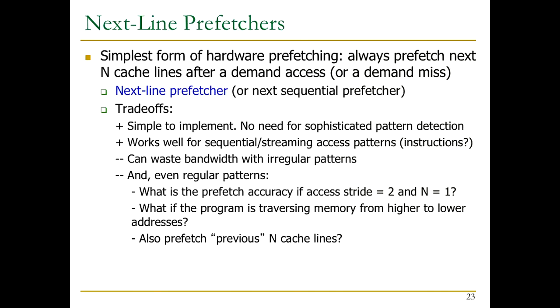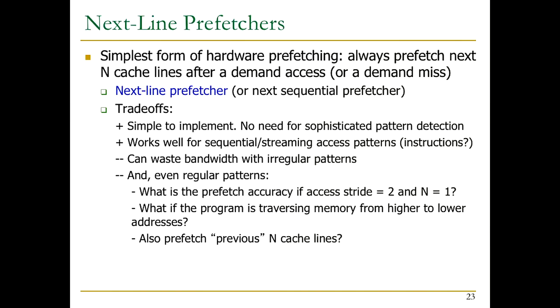And also, there's another issue. What if the program is traversing memory from higher to lower addresses? Which could happen. It was actually in one of the examples that I showed you yesterday, in the code example. One loop was going through the array backwards. The other loop was going through the array forwards, because it was actually partitioning the array into 2 and doing different operations. The 2 loops were doing the same operation on different parts. And you start from the pivot point that you partition the array. Yeah, so do you actually also prefetch the previous n cache lines?